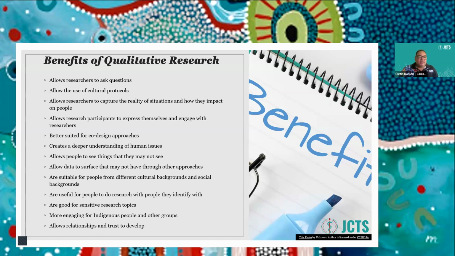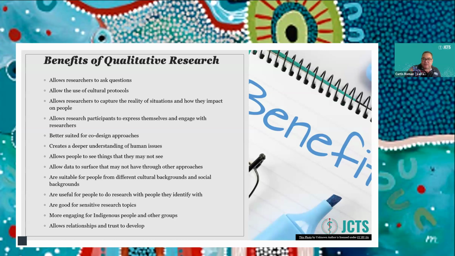So qualitative research allows for a deeper understanding of human issues. And in doing so, it allows people to see things that they may not see. It allows data to surface that may not have surfaced otherwise. And they're suitable for people to do if they share the cultural background of the people that they're doing research with, even the same gender. So there are things that people are going to talk about if they have something in common with the researcher, such as gender or cultural background.